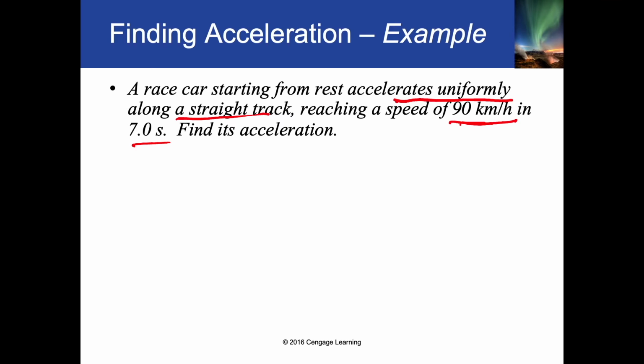The first thing to notice here is that it's starting at rest, okay? And when it starts at rest, that means that the initial velocity equals 0, right? Because you're not moving at all yet. And then you know from the problem that the final velocity is 90.